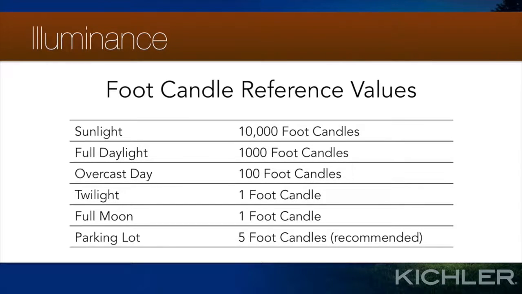Sunlight is 10,000 foot candles. Full daylight is 1,000 foot candles. An overcast day is about 100 foot candles. Twilight is 1 foot candle, and a full moon is also 1 foot candle. Lighting engineers recommend 5 foot candles for the illumination of sidewalks and parking lots at night. So 5 foot candles represents a parking lot level of illumination.